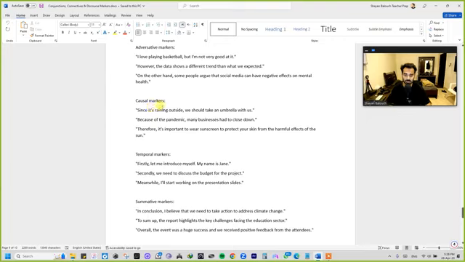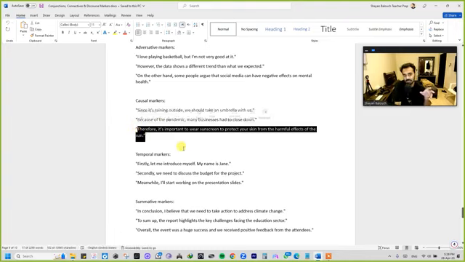Then we have causal markers, in which we have to tell the cause and effects, right? Now, for example, since it is raining outside, we should take an umbrella with us. Since, I'm telling a cause. Okay. Therefore, it's important to wear sunscreen to protect your skin from the harmful effects of the sun. Now, see, again, this looks like it's taken from somewhere, and before this sentence, there should be a main clause. For example, due to global warming, people are suffering from skin diseases. Therefore, it's important to wear sunscreen to protect your skin from the harmful effects of sun. This is how it could be constructed.